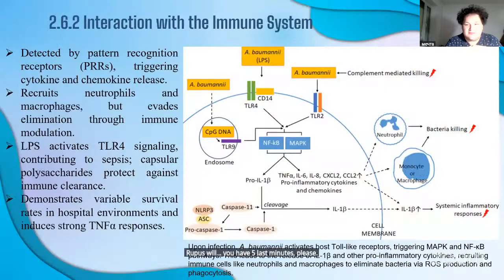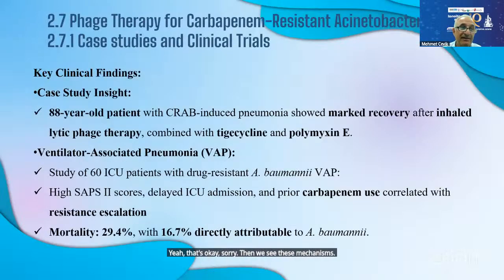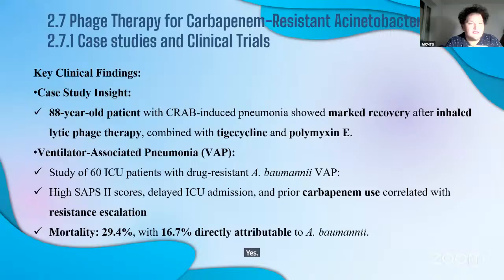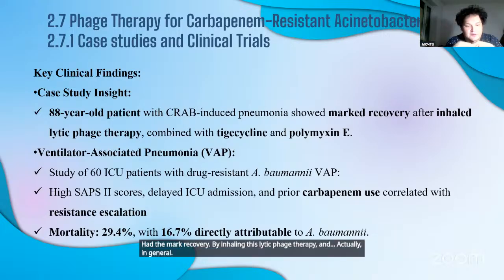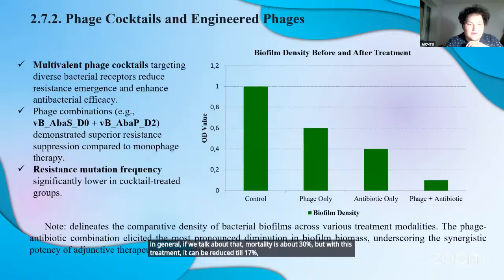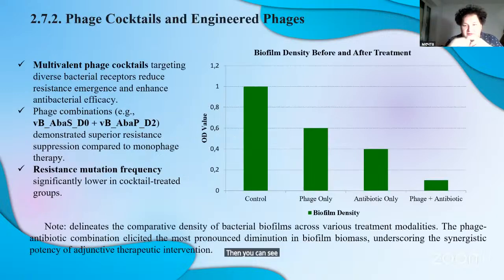Then we see these last mechanisms. Then clinical studies: an 88-year-old patient with CRAP-induced pneumonia had a marked recovery by inhaling this lytic phage therapy. And actually, in general, mortality is about 30%, but with this treatment it can be reduced to 17%. Subsequently, you can see here the graph.